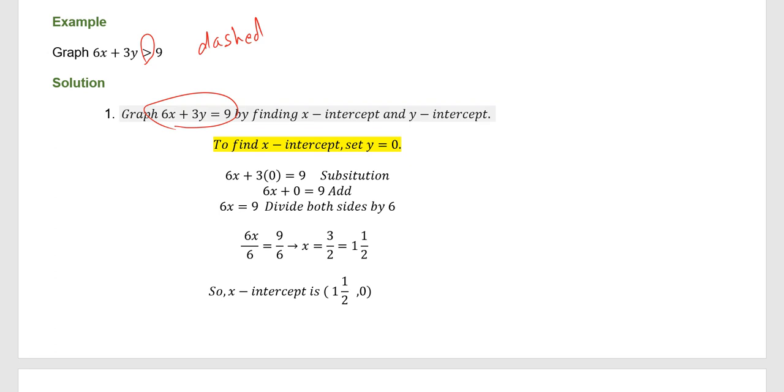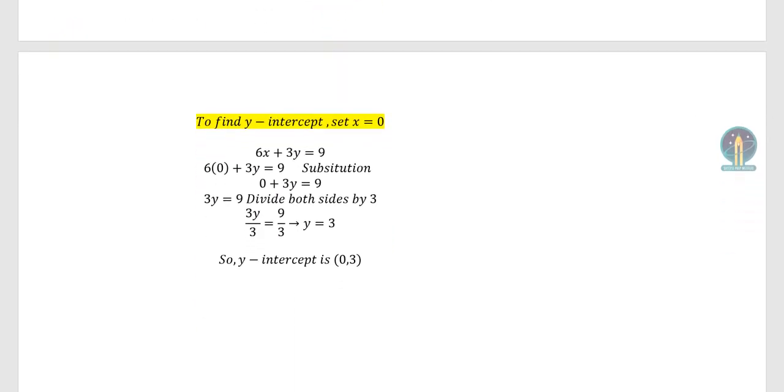The quickest way to graph this line is by finding the intercepts. To find the x-intercept, we set y equal to 0, so we have 6x equals 9, so x is equal to 3/2, 9 over 6, or 3 halves, or 1.5. So this is the x-intercept. Likewise, determine the y-intercept. To do that, we set x equals 0, so we have 3y equals 9, so y equals 3. So the y-intercept is 0 and 3.